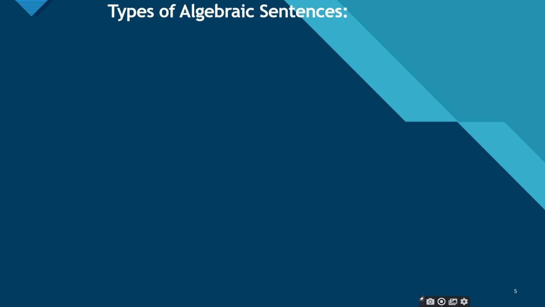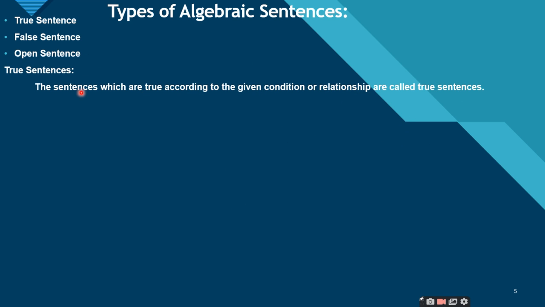Types of algebraic sentences. We have three types. First one is true sentence, second is false sentence, and the last one is open sentence. True sentences. The sentences which are true according to the given condition or relationship are called true sentences. For example, 12 plus 9 is equal to 21. This is a true sentence because the condition is true. When we add 12 and 9, we get 21.